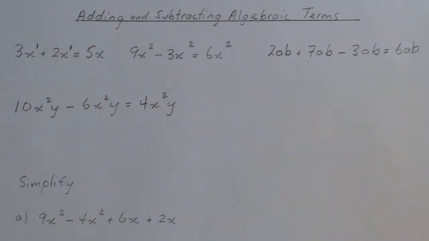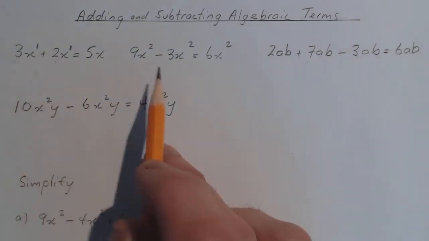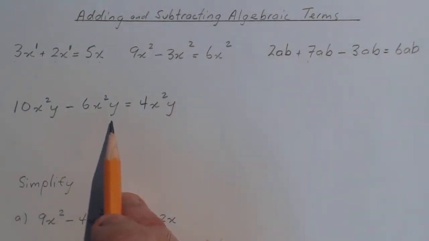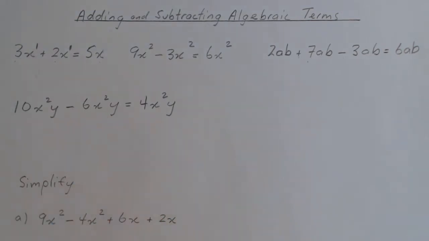Now, terms which have the same variable and same power are called like terms. So these are like terms, these are like terms, all these are like terms, and these here as well. Now that's the rule for adding or subtracting algebraic terms.